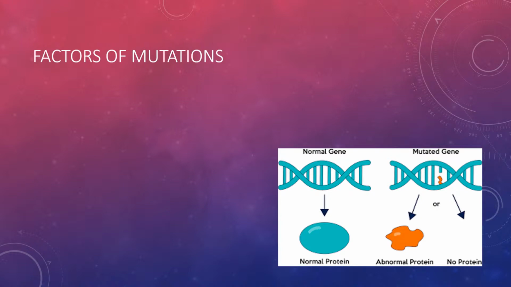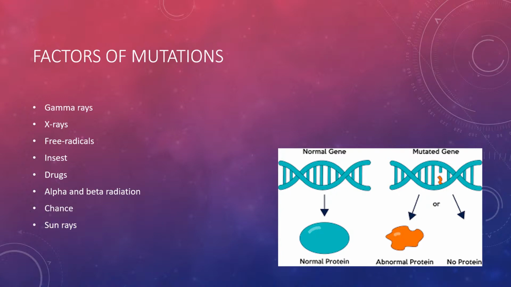Factors of mutation. You have gamma rays, X-rays, free radicals, incest, drugs, alpha and beta glucose, chance, and the sun rays. This is just a little diagram showing what a normal gene would look like and then what a mutated gene would look like. So it can either form the same protein or no protein at all.